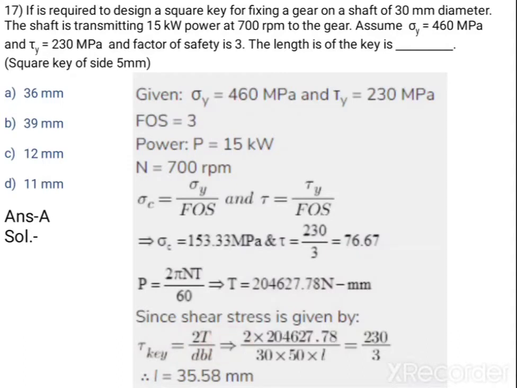After calculating torque you need to apply the formula for shear stress for the key, and that is 2T divided by d into b into l. Yes, that is the key formula, and just put the values. 2 into torque, you have already calculated torque, just put that value. Diameter is 30, given here. B value is given as 5. Here it is put as 50, that is not correct, it is a mistake. So you have to put 5 here, length is unknown, and shear stress for the key is already calculated, 230 by 3, 76.67. So you will get the answer near about 35.58, and that is option A, 36.